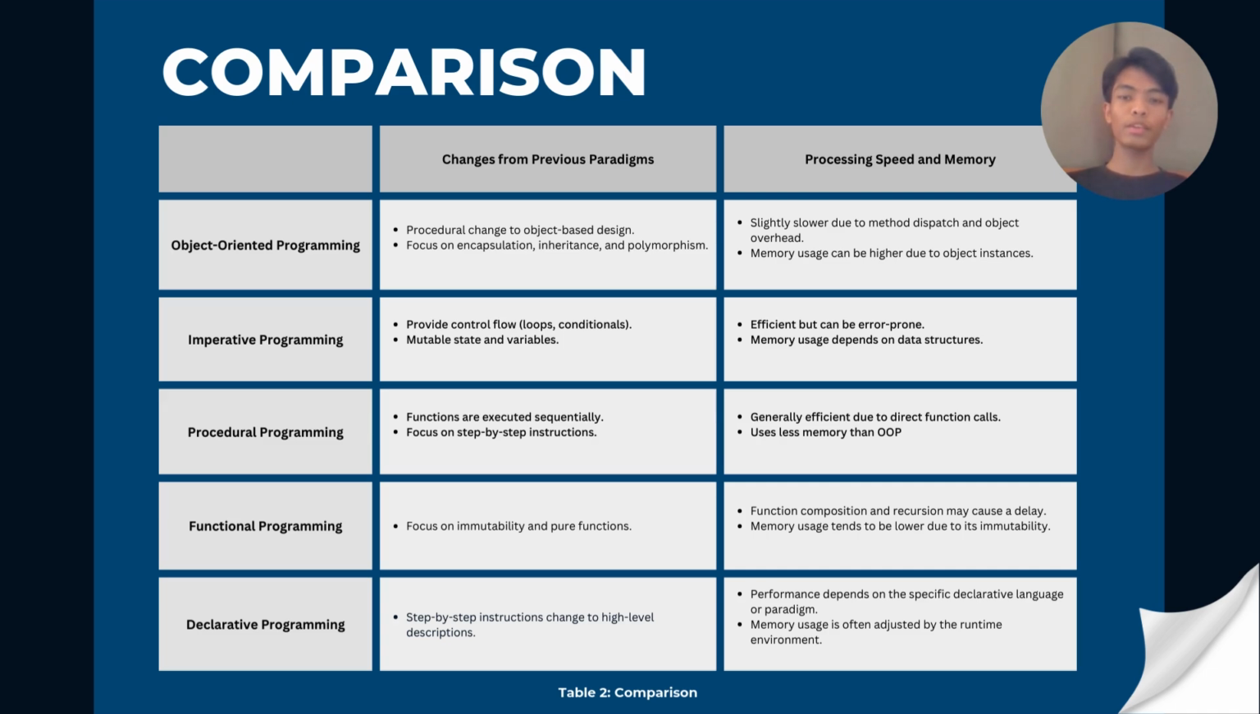Functional programming centers on immutability and pure functions, which can lead to delays from function composition and recursion, but tends to use less memory due to its immutable nature. Lastly, declarative programming shifts from detailed step-by-step instruction to high-level descriptions, with performance varying based on the specific declarative language or paradigm in use. In this paradigm, memory usage is typically managed by the runtime environment.